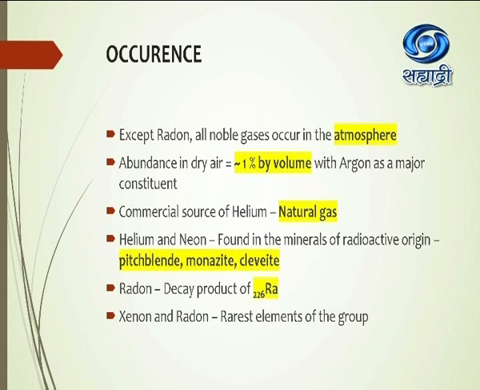Radon is the decay product of radium 226. So radium is a radioactive element. It undergoes alpha decay and thereby it forms radon. Xenon and radon are the rarest elements of the group. So this point also one has to remember.